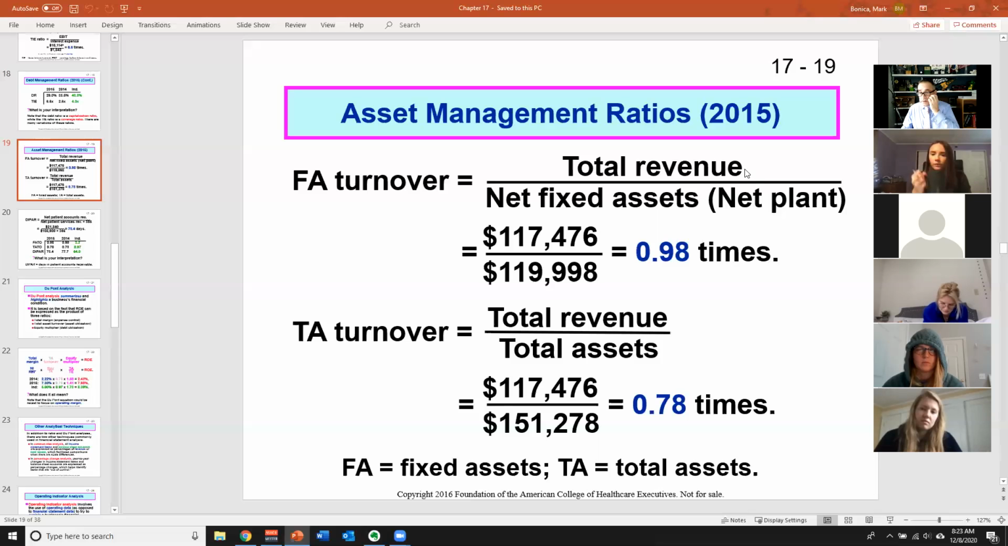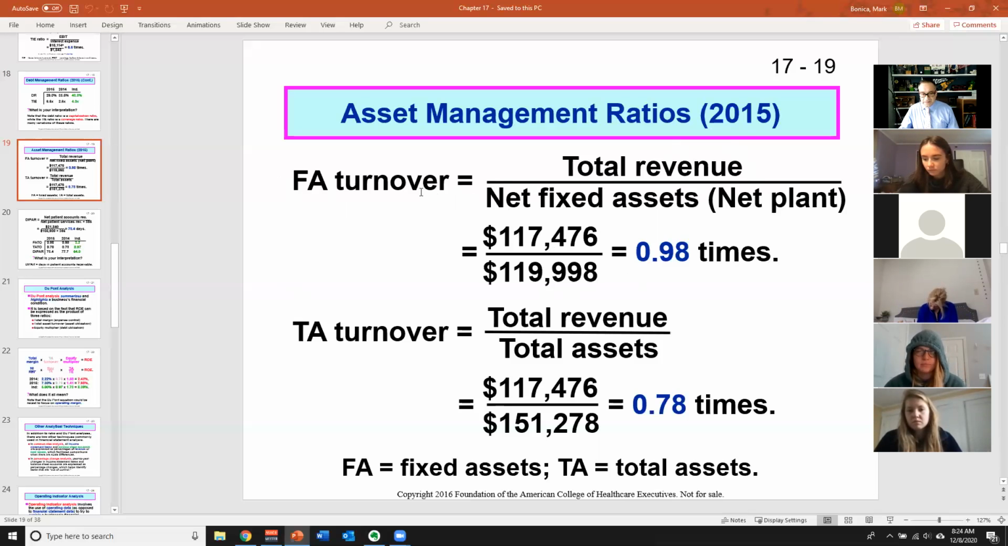So we're saying, how efficient are you, given all the stuff we've given you? Here's all these great toys. Management, what are you doing with our toys? Are you doing a good job earning revenues or not? And so the only difference between fixed asset and total asset turnover, it's really kind of the same idea. How much revenue are you earning for all the stuff that we, the board, have given you?